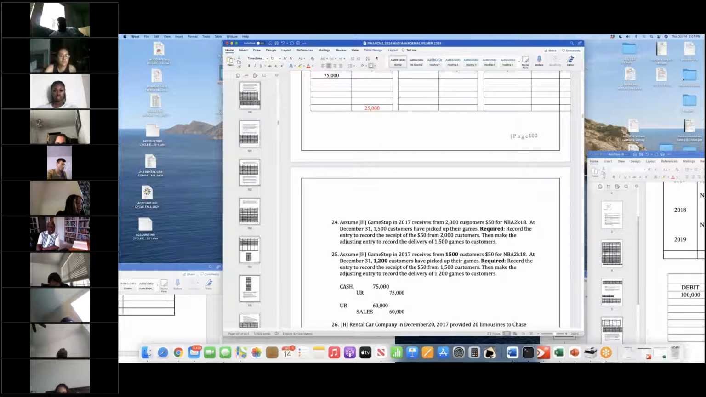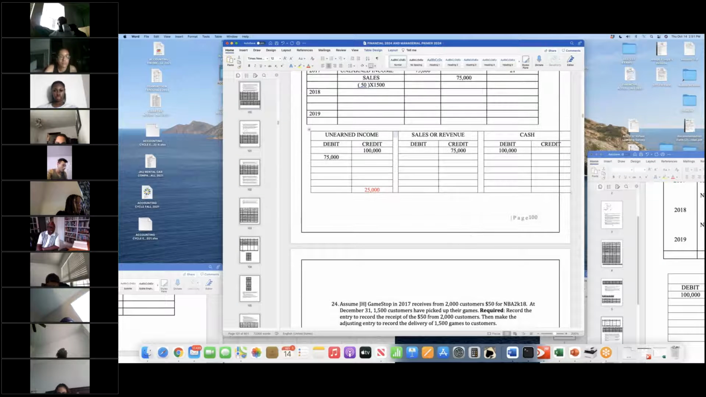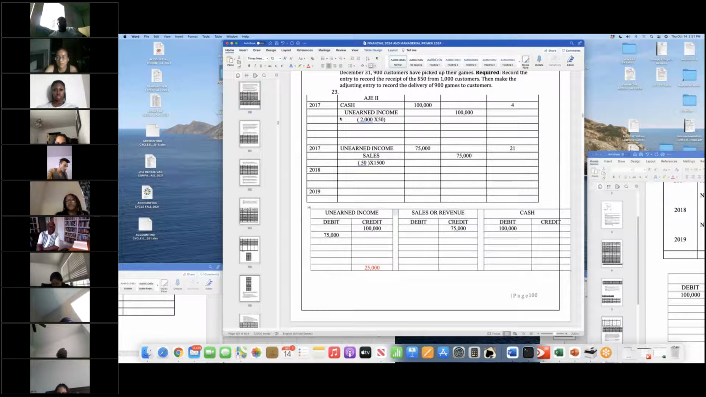Let's just talk about what we did. When 2,000 customers paid us $50, we multiplied 2,000 times 50, we got 100,000. When 1,500 of the customers picked the games up, we multiplied 50 times 1,500 and got 75,000. So we got the cash. We love that: debit cash, credit unearned income.